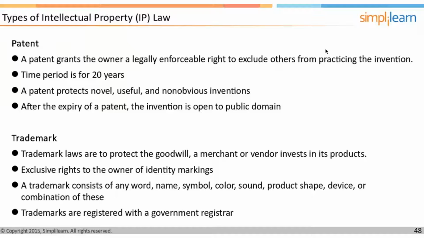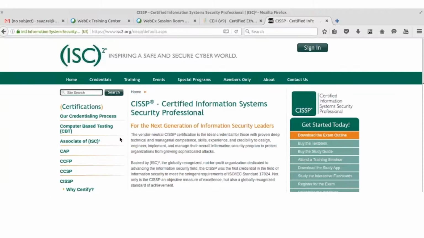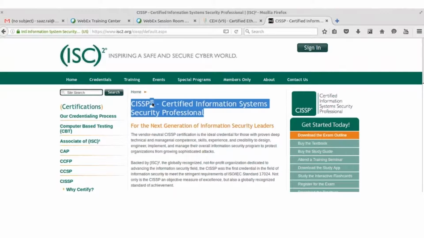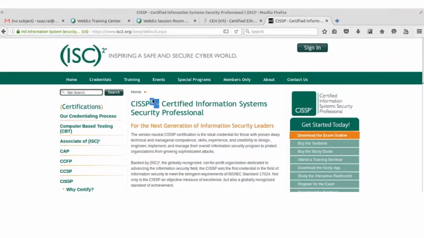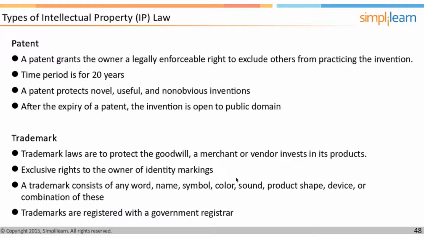Let me just show you. Let's go to the Cisco website. Now let me open this CISSP. If you look at this CISSP, there is this big R on top. You know what that means? Registered trademark, yes. Even this ISC square has an R here, which is a registered trademark. So tomorrow, if I have another certification course with the name CISSP, I will get into trouble, because that is a registered trademark name.